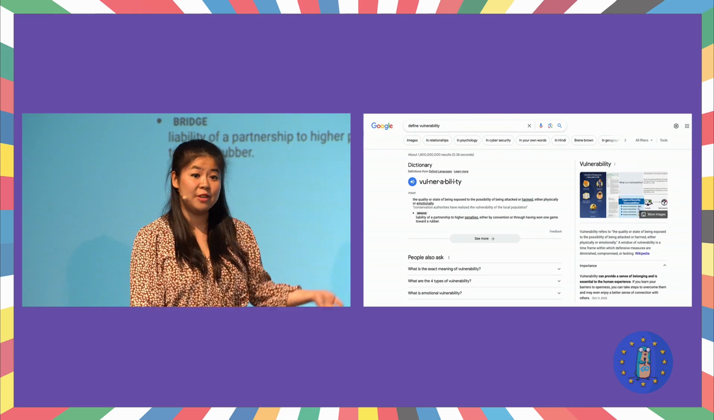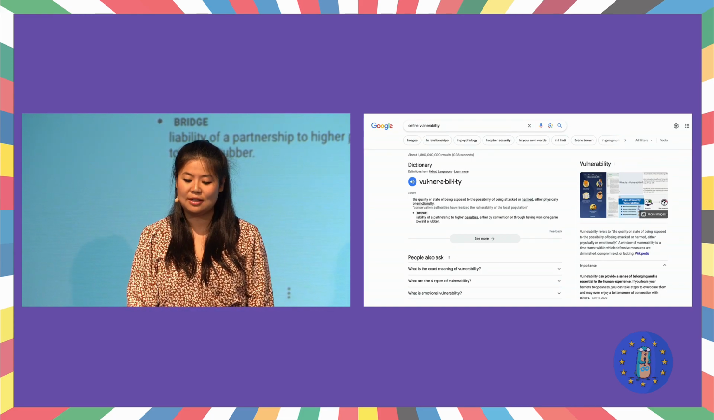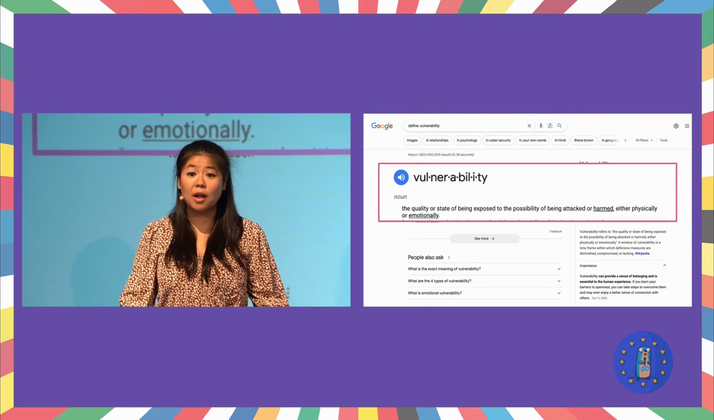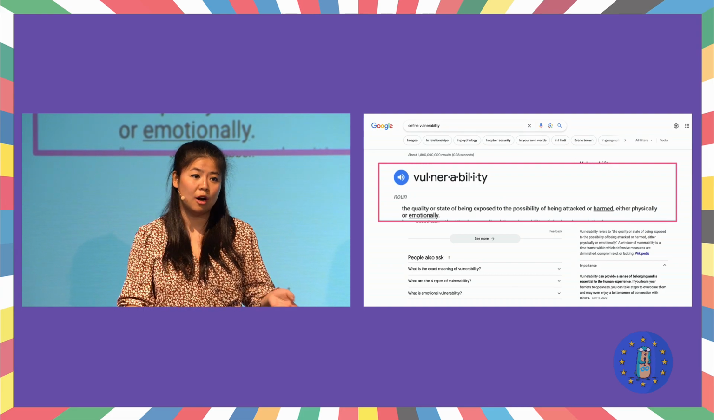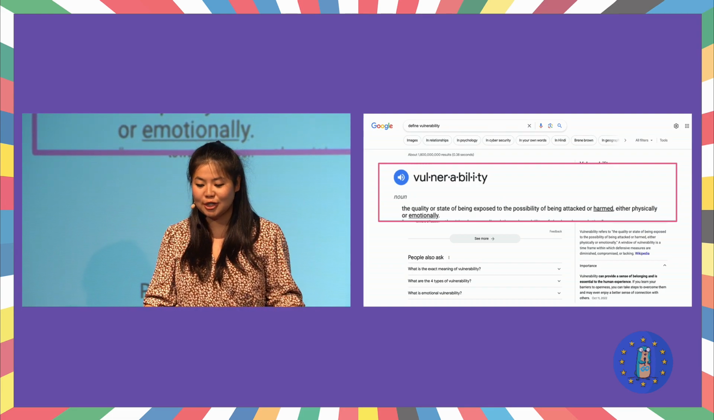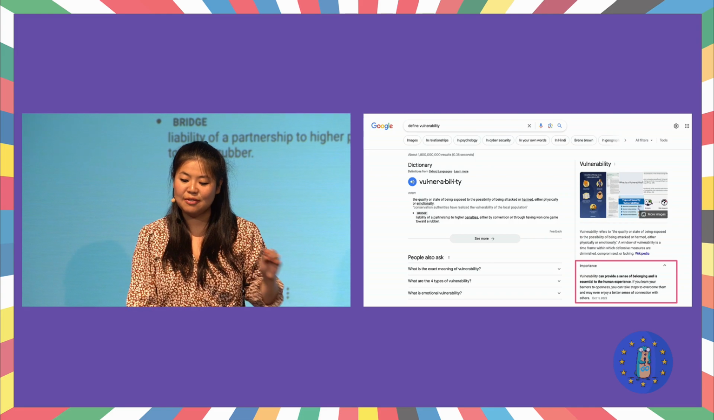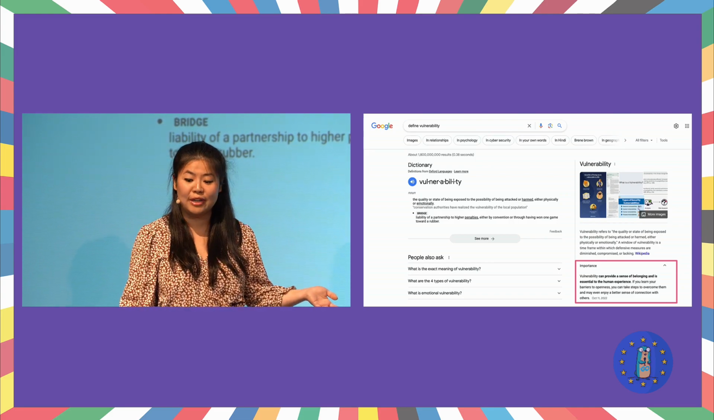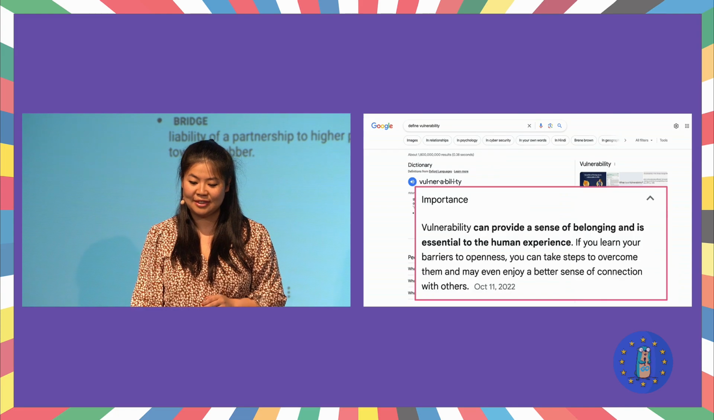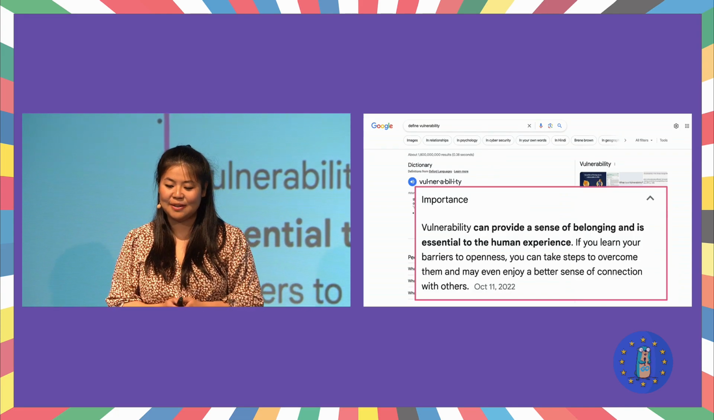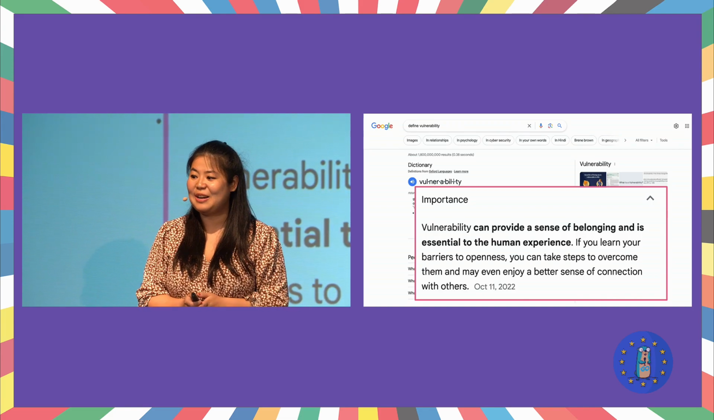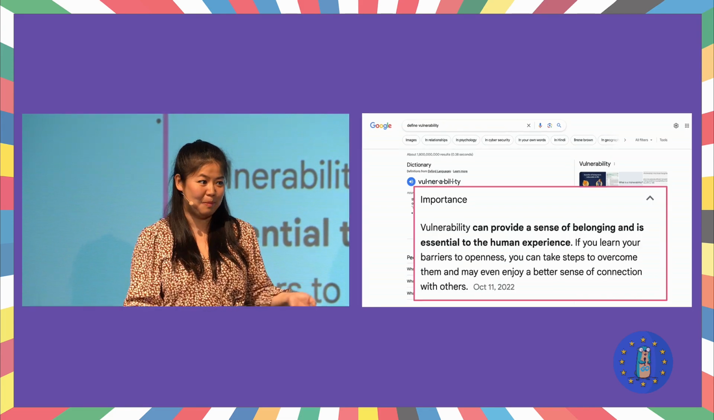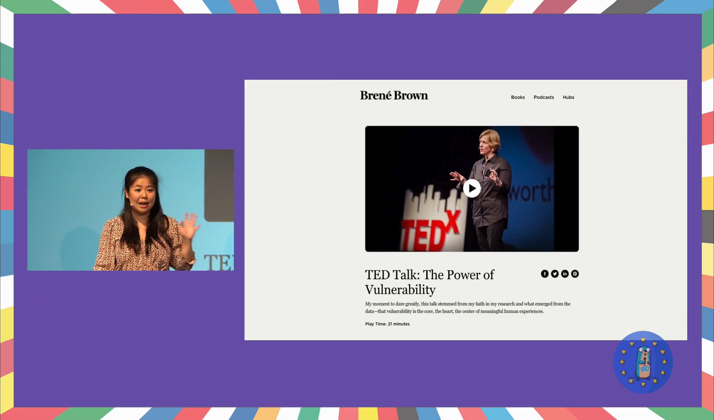Well, if we look at the definition of a vulnerability, here's what Google search will tell us. It's the quality or state of being exposed to the possibility of being attacked or harmed, either physically or emotionally. And there's even a little box here that tells us how important vulnerability is. Vulnerability, it tells us, can give us a sense of belonging. It's essential to the human experience. And of course, this is referring to our interpersonal relationships. And I'm no Brene Brown, so I'll let you watch her talk later.